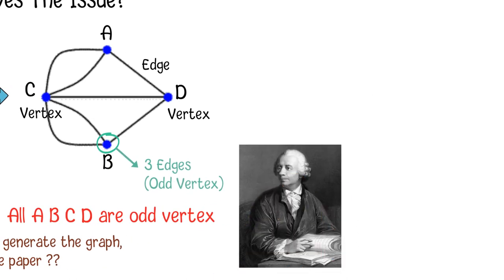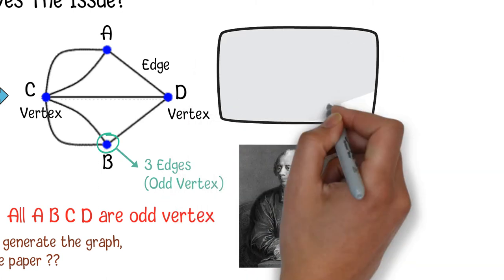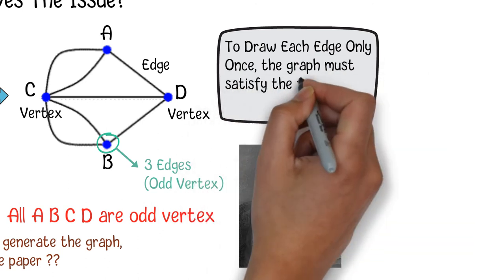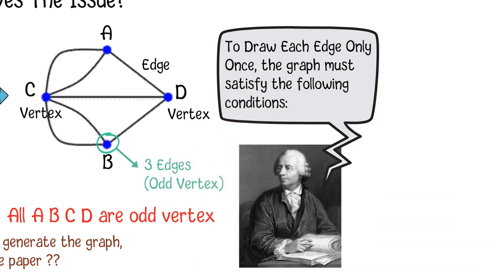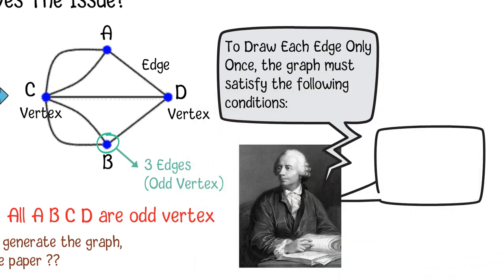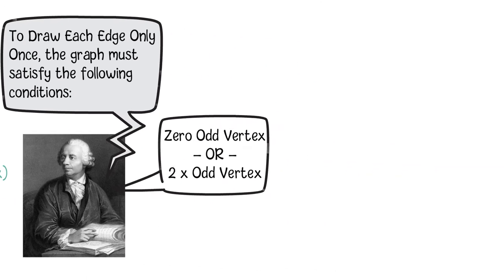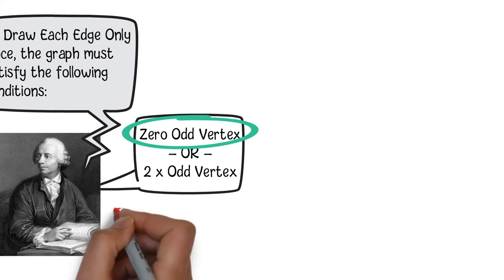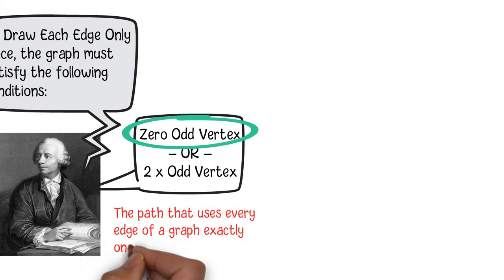Through a few days' investigation, Euler drew the following conclusions. For a graph which can be completed with each edge drawn only once and no removing the pen from the paper, it must satisfy one of the following conditions: it must have zero odd vertices or two odd vertices. If a graph has zero odd vertices, we can use any vertex as the start point, and this point will be the end point as well. The path that uses every edge of a graph exactly once is also called an Euler path.